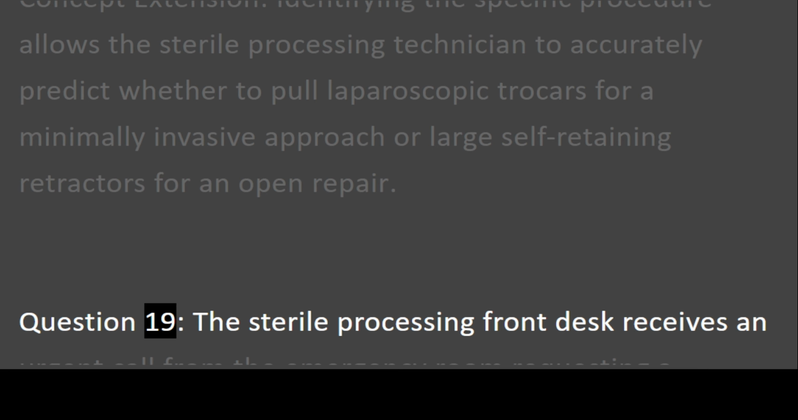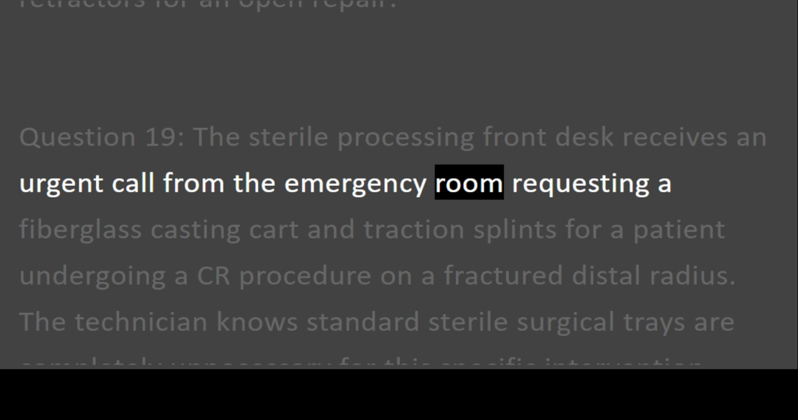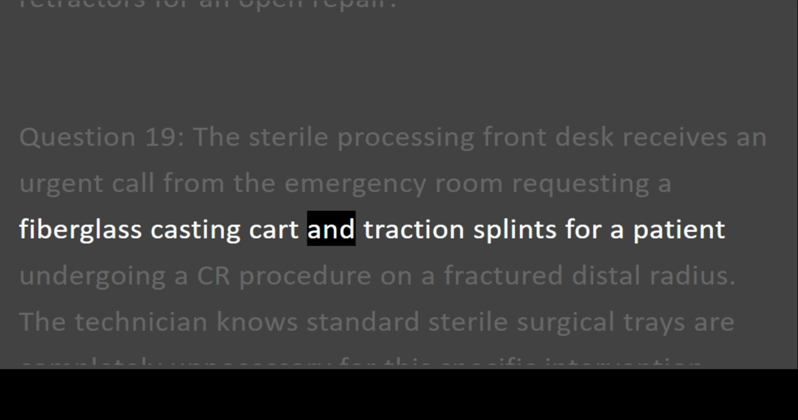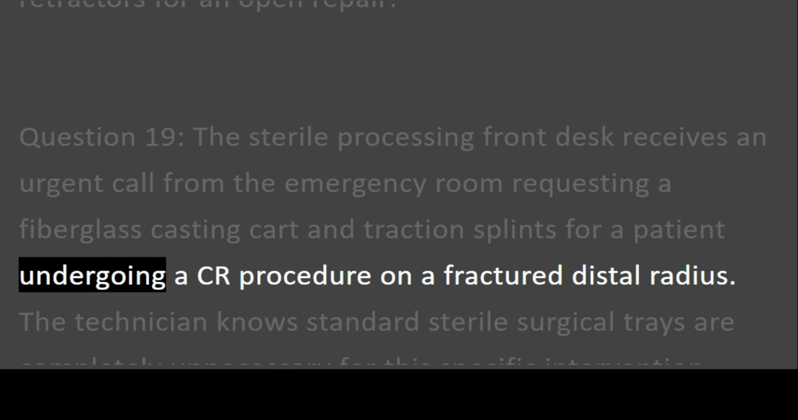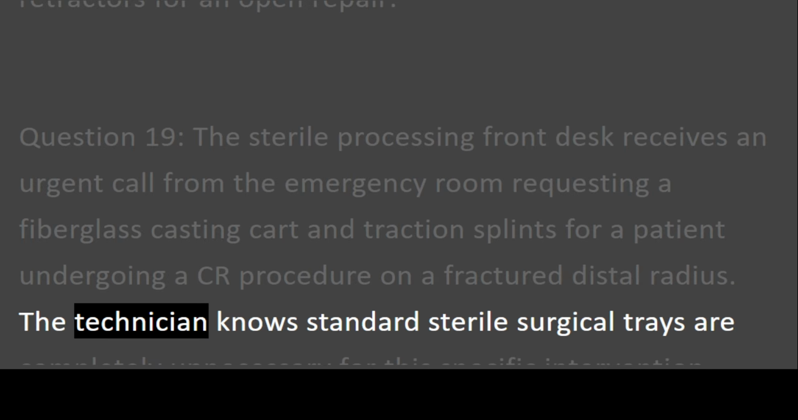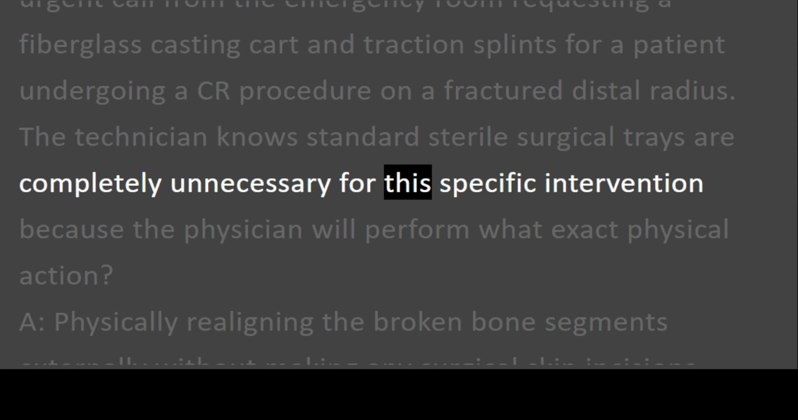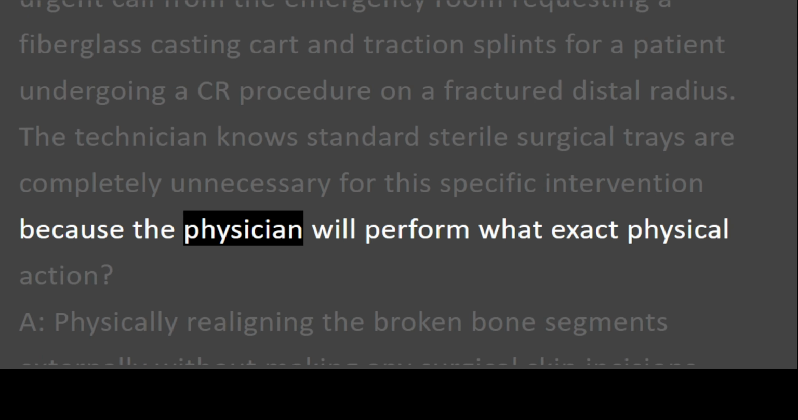Question 19. The sterile processing front desk receives an urgent call from the emergency room requesting a fiberglass casting cart and traction splints for a patient undergoing a CR procedure on a fractured distal radius. The technician knows standard sterile surgical trays are completely unnecessary for this specific intervention because the physician will perform what exact physical action?